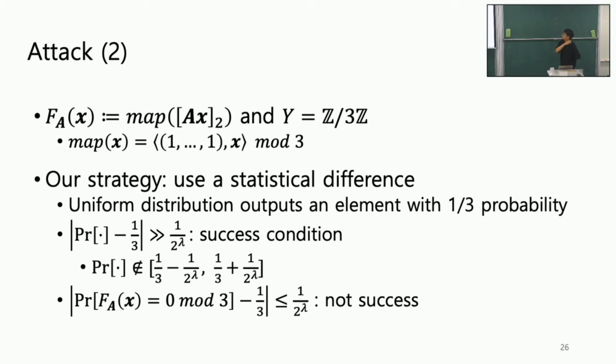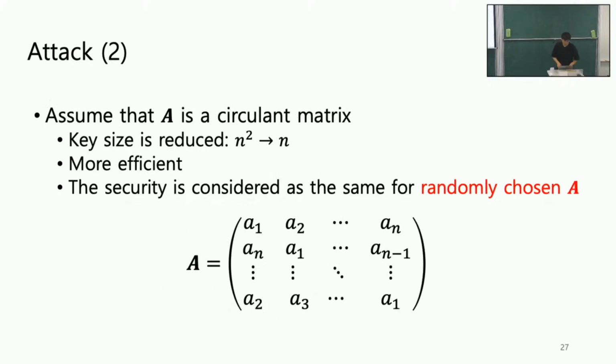Okay, let's see the second attack. Our strategy is the same as the previous attack. We want to use the statistical difference. So we want to find some event such that the difference is larger than 1/2 lambda. Okay, let's see the attacks.